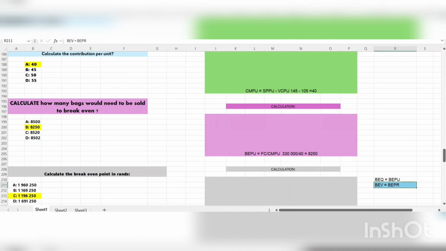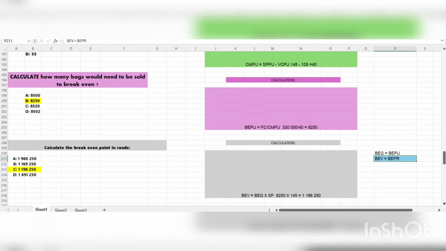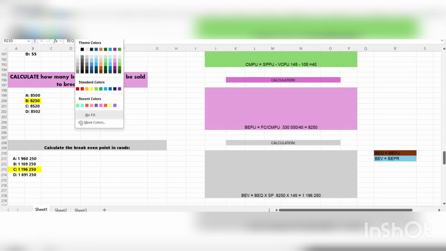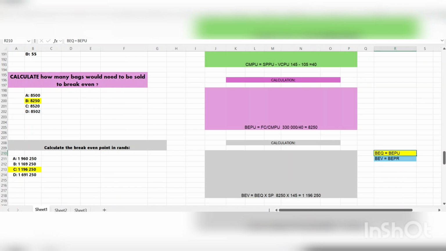Okay, so let's work this out together. Your break-even value is equal to your break-even quantity times your selling price, and your break-even quantity is equal to your break-even point in units. So again, you substitute your values and it's going to give you answer choice C.